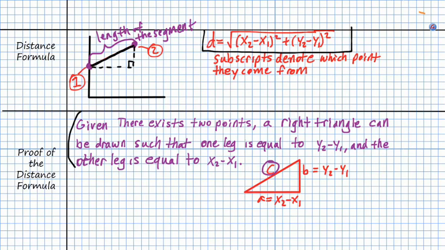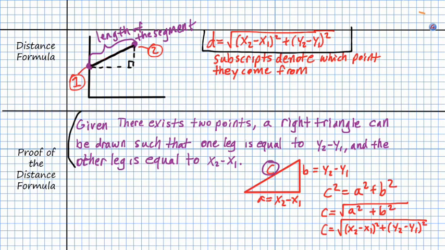We know an equation for this is C squared is equal to A squared plus B squared. When we realign this, we see that C is equal to the square root of A squared plus B squared. Or we can also say that C is equal to the square root, and we replace A with x2 minus x1, and we replace B with y2 minus y1. And so there we've got our distance formula. We replace C with D, and we have our formula.